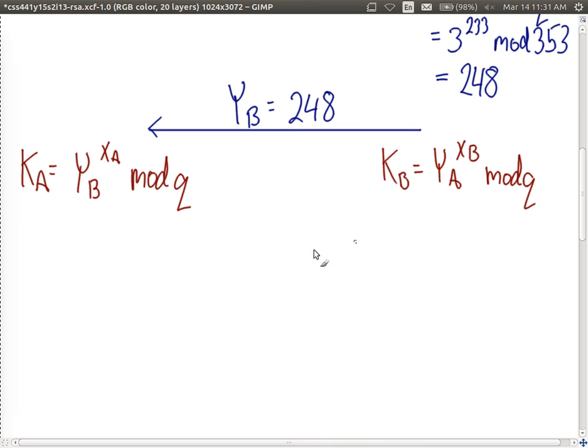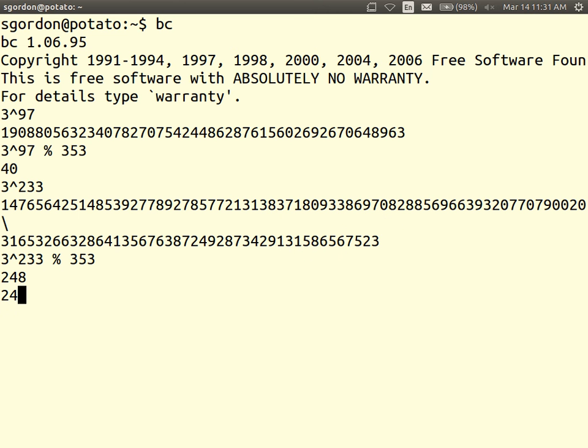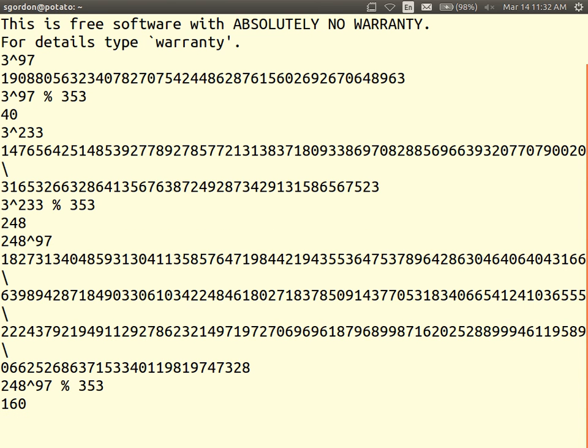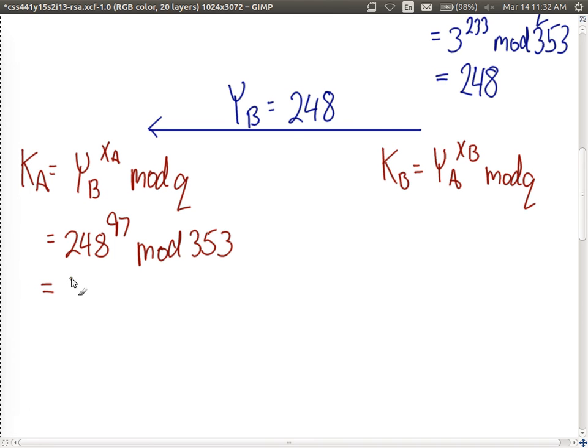Let's plug in the numbers and see. YB is 248. XA, user A chose to be 97. Mod 353. 248 to the power of 97, mod 353. Note that's a large number. Mod 353. Right down the bottom, 160 is the answer. What about B? YA was 40. XB was 233. Mod 353. Calculator time.